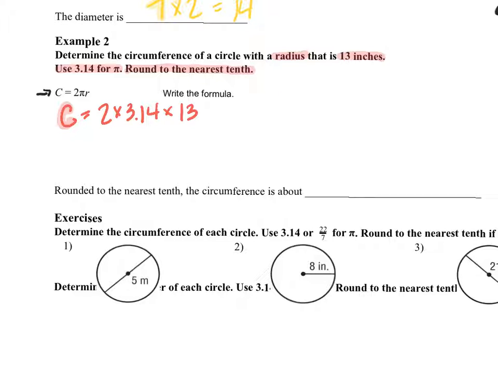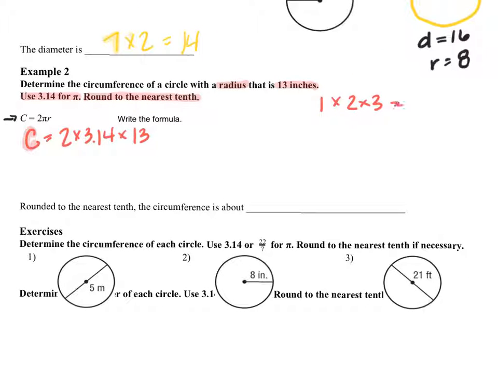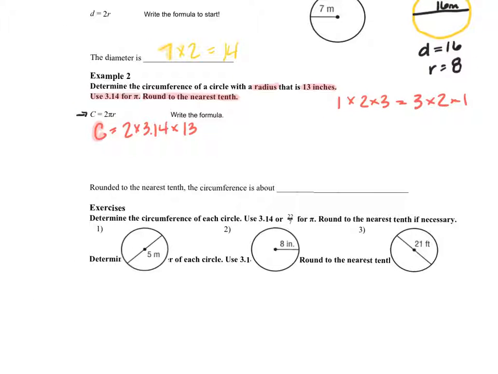2 times 13. I would do 2 times 13 first, because remember, we have a rule. What's our rule? It's like 1 times 2 times 3 is the same as 3 times 2 times 1. It doesn't matter the order we multiply in. So I would do 2 times 13. What's 2 times 13? 26. So I would say 26 times 3.14.